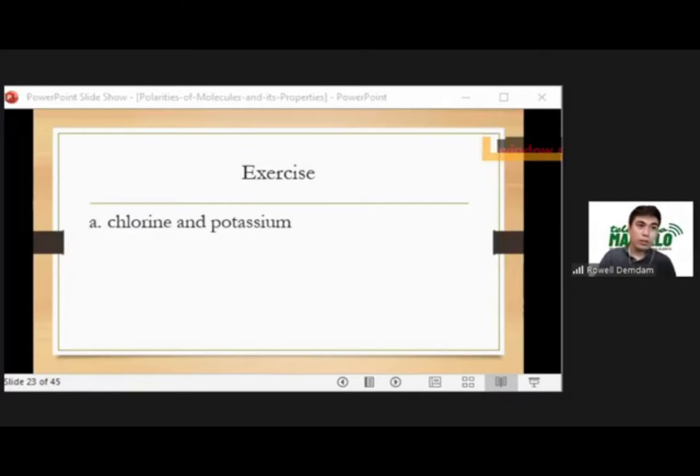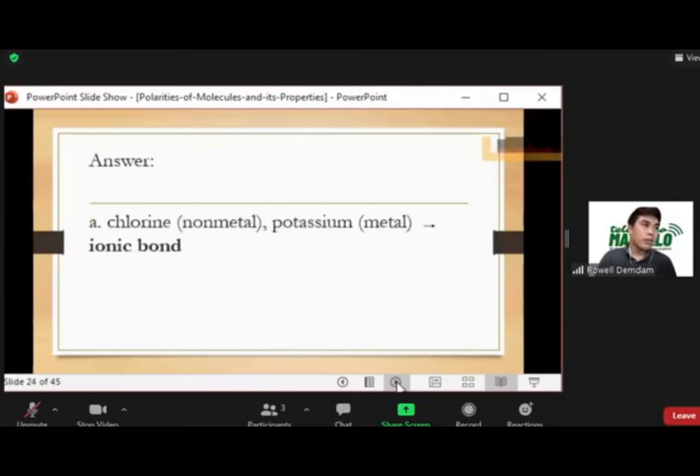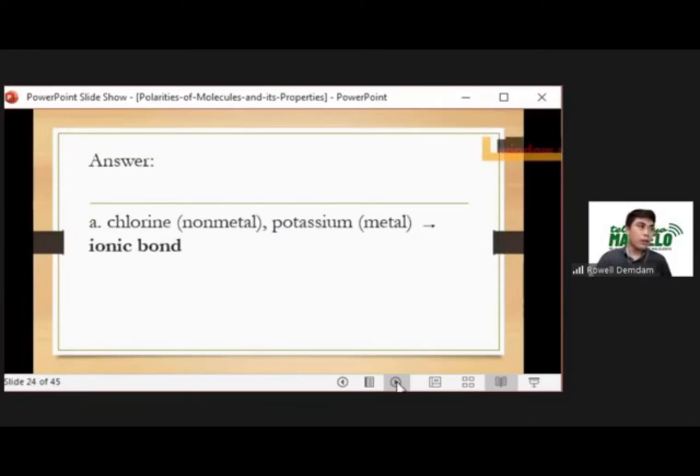UMS people. Okay, the answer for this letter A is yes, it is an ionic bond because chlorine is a non-metal and potassium is a metal.